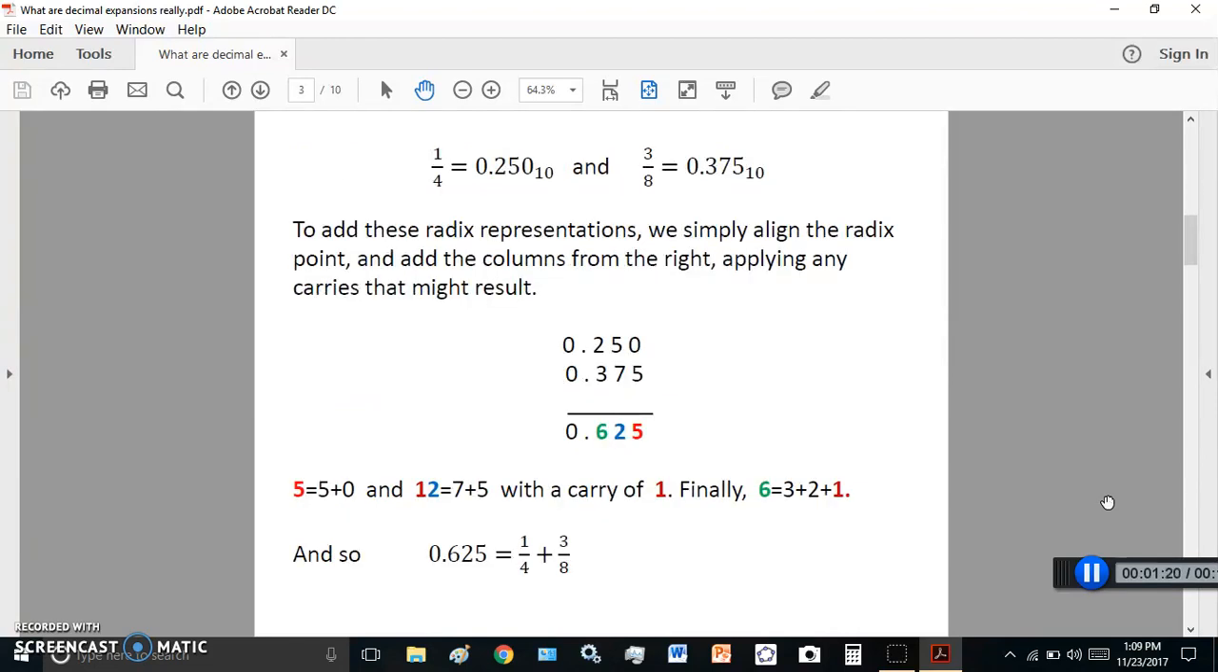So, given the following two representations, a quarter is equal to 0.25 in base 10. As you see, this little 10 here is a suffix. And 3/8 is equal to 0.375 in base 10. To add these radix representations, we simply align the radix point and then add the columns from the right, applying any carries that might result. And so there you see in front of you the method. So 0.625 is the sum of those two, without knowing anything at all about fractions.